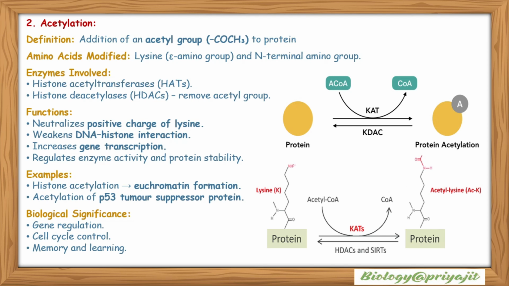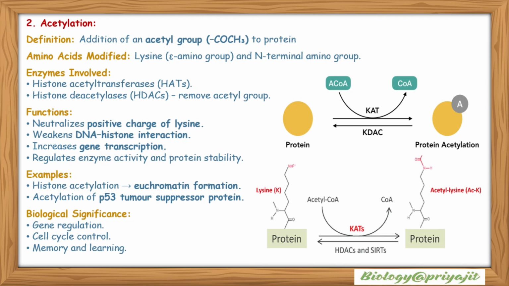Acetylation is the process of addition of an acetyl group, which is a negatively charged group, to protein. Lysine, which has an epsilon amino group, and the N-terminal amino group can be acetylated. Histone acetyltransferases or HATs add it, and histone deacetylases or HDACs can remove the acetyl group. Functions: they neutralize the positive charge of lysine, they weaken DNA-histone interaction, they increase gene transcription, and they regulate enzyme activity and protein stability. The examples include histone acetylation, that is euchromatin formation, and acetylation of the p53 tumor suppressor protein.